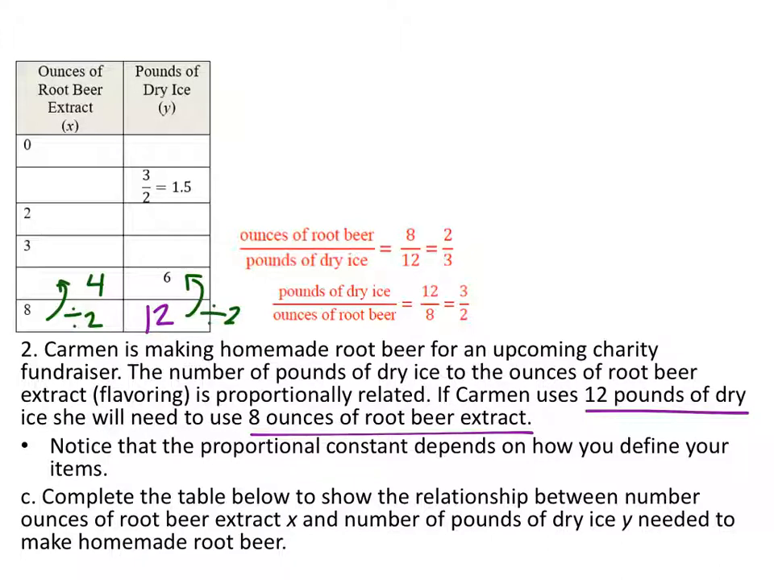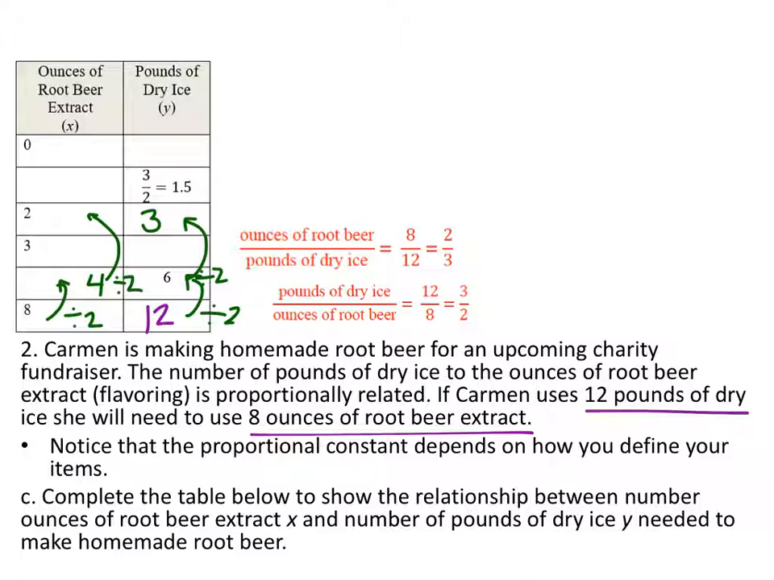Now 4 and 3 are maybe a little bit more difficult to relate to, and that's okay, because I can relate 4 and 2. I would take 4 and divide it by 2 to get 2 ounces of root beer extract. But again, I don't want to change the values of these as a ratio, so I'm going to do the same thing to 6. I would also divide it by 2, and I would get 3 pounds of dry ice for 2 ounces of root beer extract.